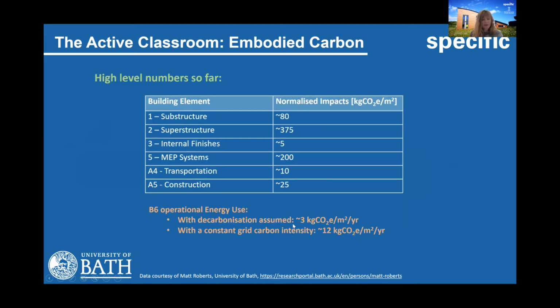Looking at some of the high-level numbers he has got to so far, it's clear to see which elements have the biggest impacts in a building. And the figures show how low the operational carbon is in comparison to the embodied carbon, which is largely thanks to the use of renewables.